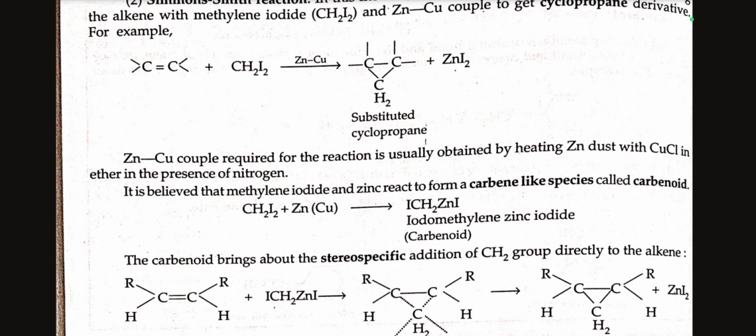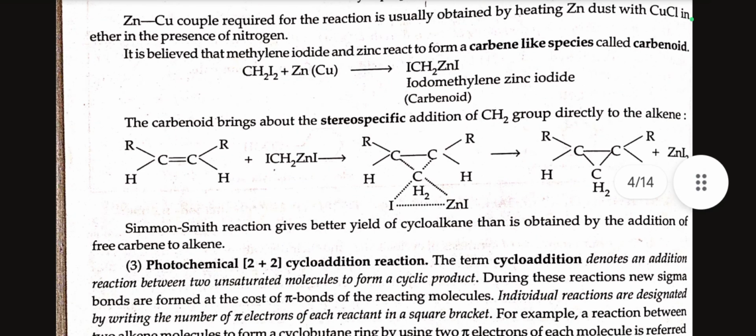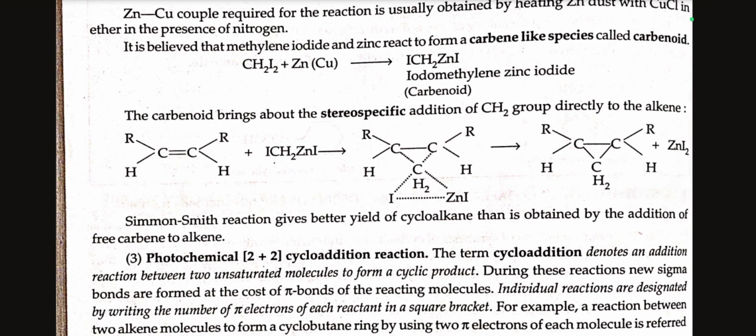It is believed that methylene iodide and zinc react to form carbene-like species called carbenoid. The carbenoid brings about the stereospecific addition of CH2 group directly to the alkene. Simmons-Smith reaction gives better yield of cycloalkane than is obtained by the addition of free carbene to alkene.